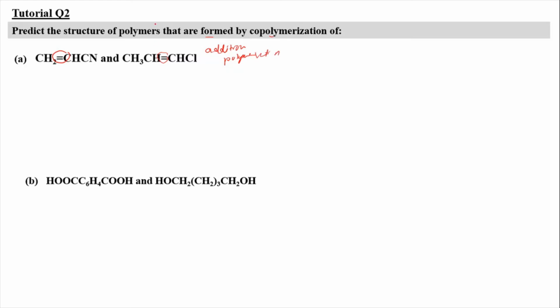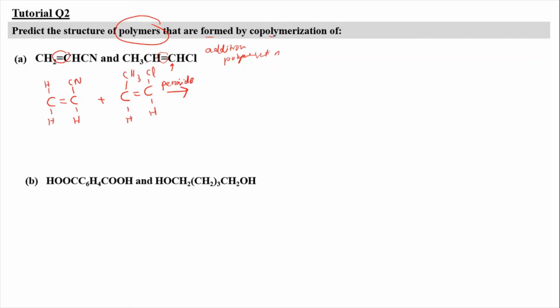Okay, so now we're going to predict the structure of the polymer. In order to do this, you can draw the structure first. For example, CH2 double bond C, CN, H. Okay, and then you're going to react that with C double bond C, and then the above here is CH3, and then C is bonded with hydrogen. Meanwhile, the C here is bonded with Cl, H and Cl. So Cl and H.